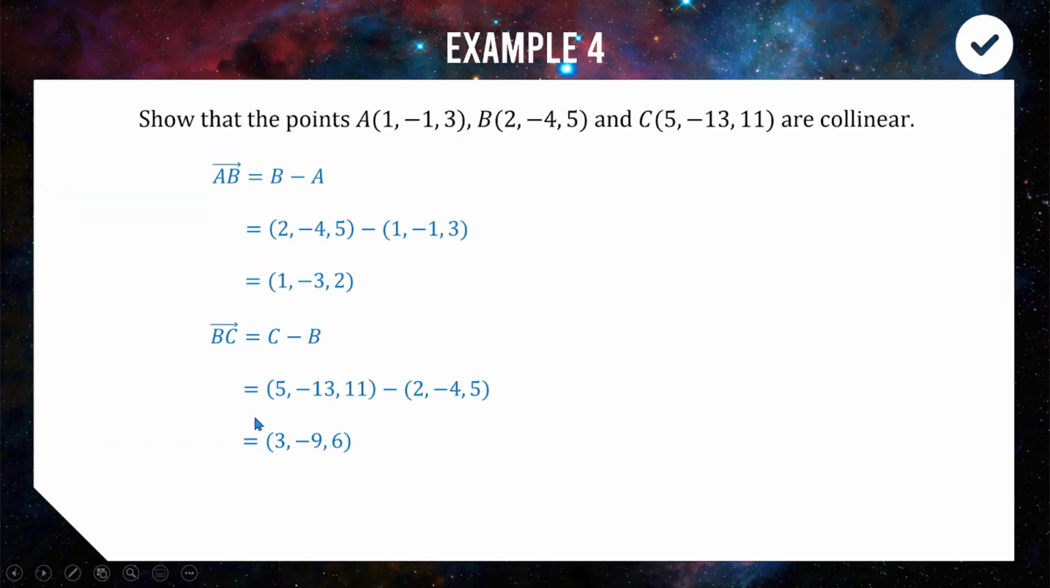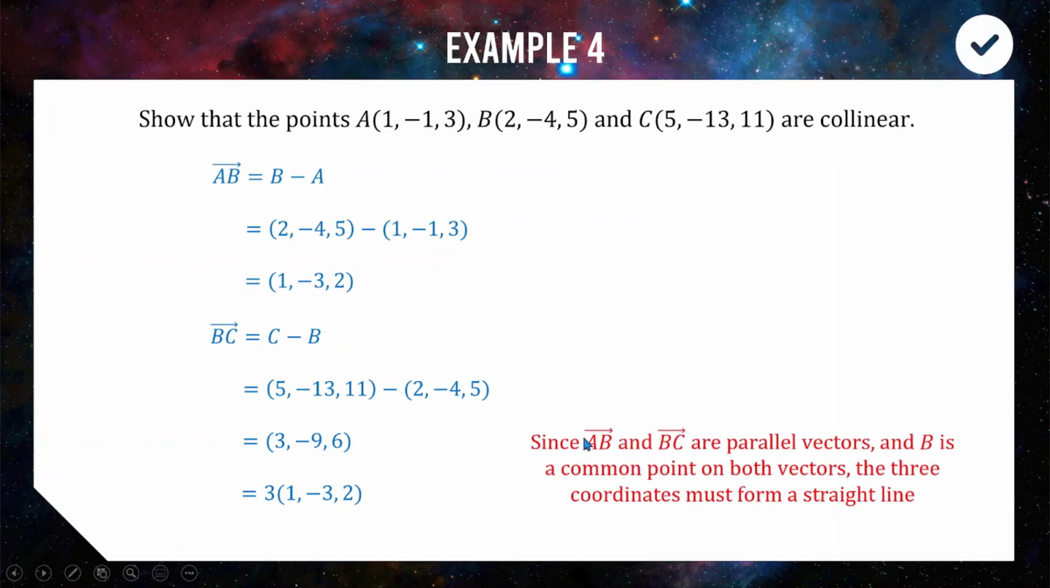So we can factor the 3 out of vector BC. And here we are showing that vector BC is a scalar multiple of vector AB. That by definition means that the two vectors are parallel. Okay? So we say since the two vectors are parallel and they have a common point of B, the 3 coordinates must form a straight line. Okay? That's just straight up logic. That's enough for our marker to be like, this person knows what they're talking about. Full marks. On to the next question.